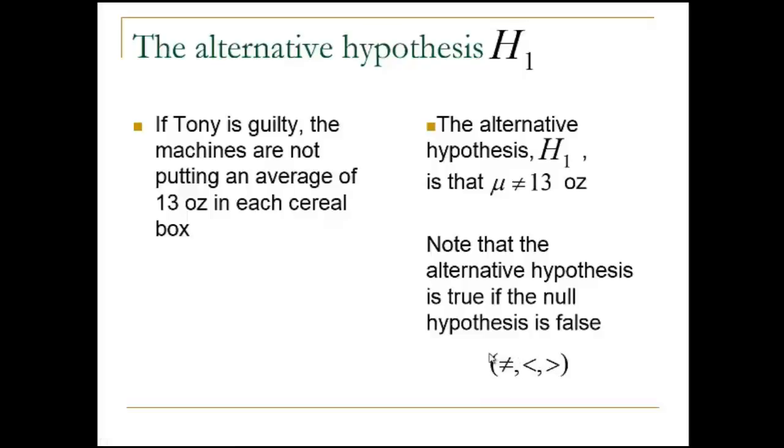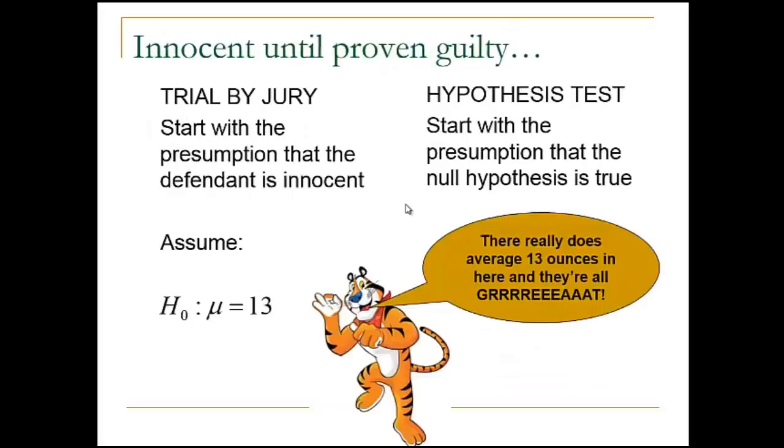In this case, we're saying Tony's not putting 13 ounces because we're going to be mad if he is putting too little or too much. If it's too little, well, consumers are getting ripped off. And if it's too much, well, maybe our kids are having way too much sugar. So again, that's our claim, the alternative hypothesis, HA.